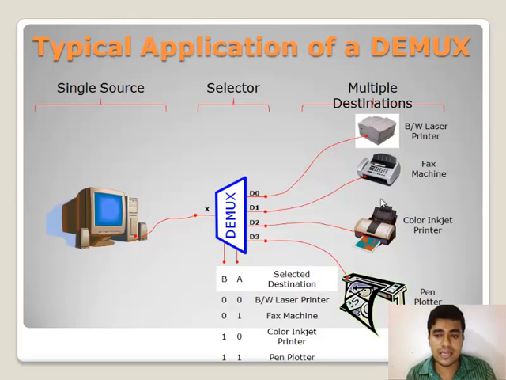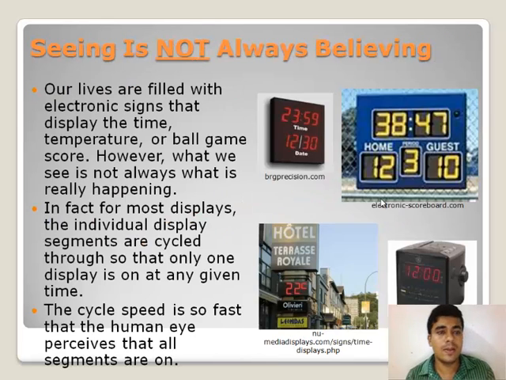Here 2 select lines are there. We will see 4 outputs, that is 4 means 2 raised to n, so n is equal to 2. So we have 2 select lines. Let's see: if both B and A are low, then the black and white laser printer is selected. If only A is high and B is low, then the fax machine is selected. If B is high and A is low, then the color inkjet printer is selected. And 1 and 1, meaning both are high, then the pen plotter will be selected.